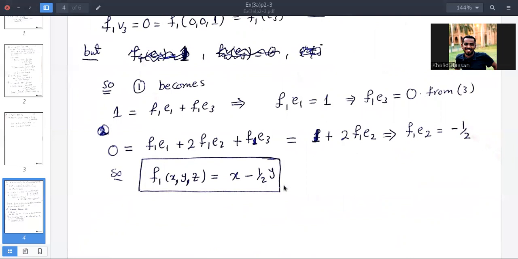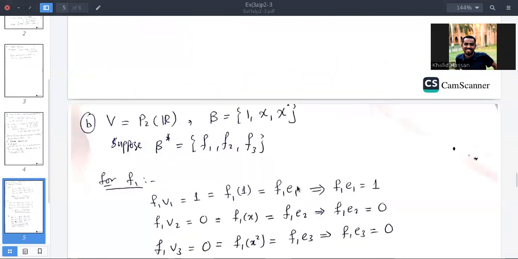Now we wish to find f1 e2. Let's look at the second equation. So 0 equals f1 e1, which is 1, and f1 e3, which is 0. So in between, we have 2 f1 e2. Now we can actually write f1 e2 equals minus half. We can get this result easily. So we got f1. So f1 of (x, y, z) equals x minus half y. Very simple.